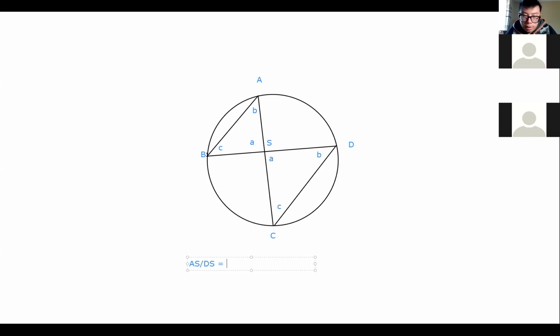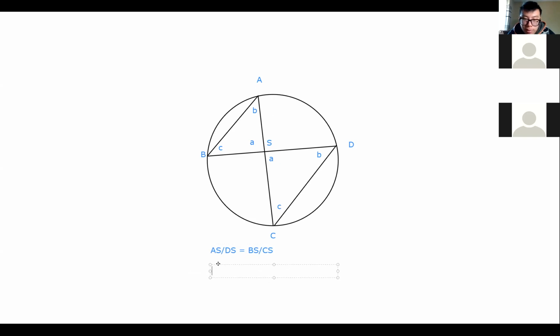Okay, and let's also do the same thing for BS and CS. So let's do it for those side lengths: BS divided by CS. So I'm saying that the ratios of one triangle's side length divided by the other triangle's side length are equal to each other always. That's what similar triangles are.